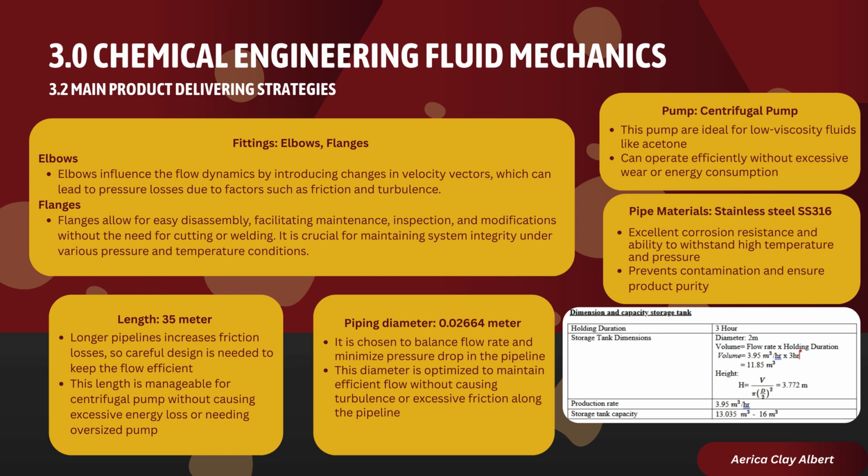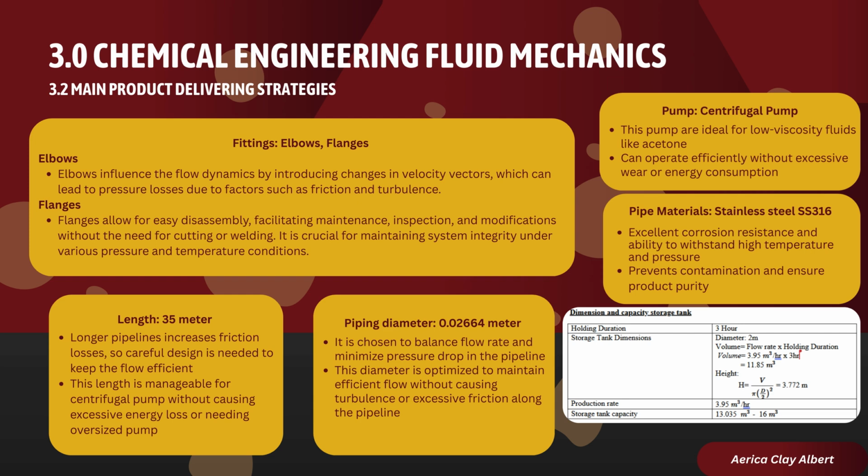The pipe diameter is 0.02664 meters, chosen to balance flow rate and minimize pressure drops. This diameter is optimized to maintain efficient flow without causing turbulence or excessive friction along the pipe. The total piping length is 35 meters, which is typical for this type of setup. It works well with the centrifugal pump if selected.